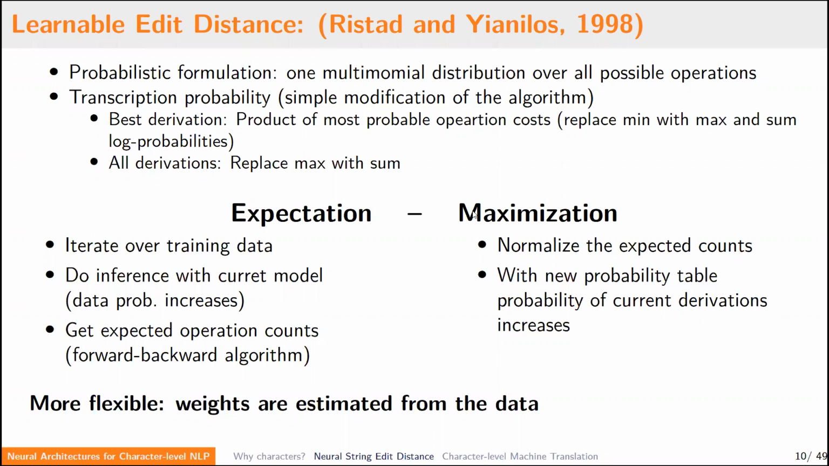This is more flexible. We will learn the weights for the particle operations. The weights are estimated from the data, but the costs are still rigid because the cost only depends on the two characters that we are substituting with each other, or just the character we are inserting or deleting. And this is also something we wanted to get rid of.